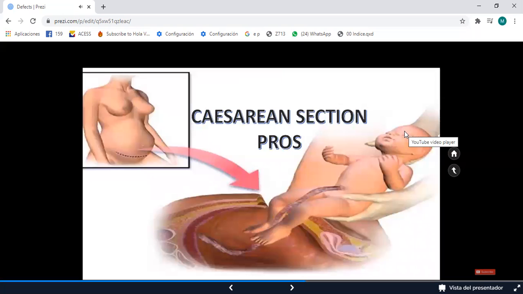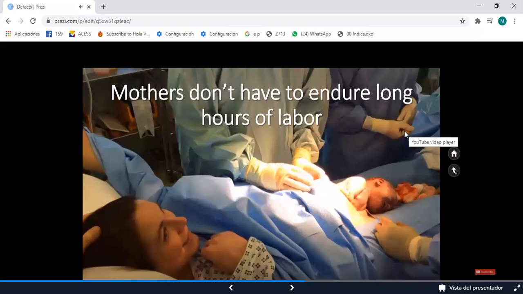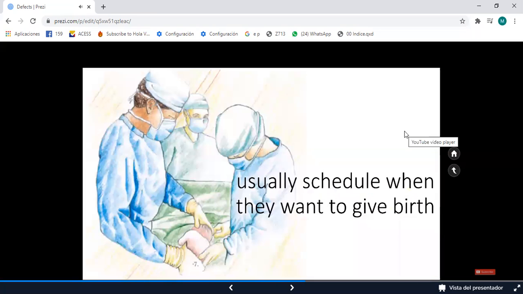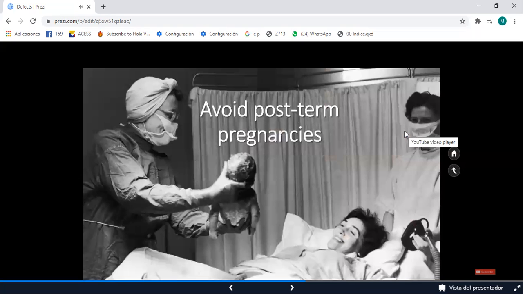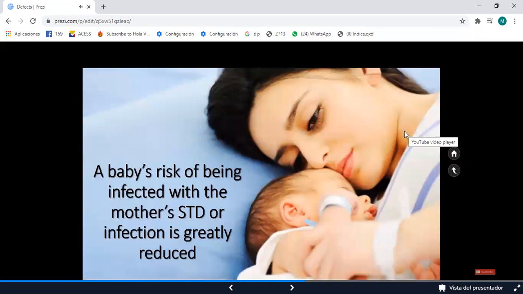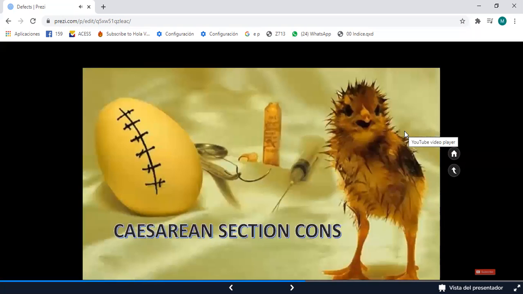Cesarean section pros. Mothers don't have to endure long hours of labor. Usually scheduled when they want to give birth. Women are at decreased risk for pelvic floor injury and birth trauma. Avoid post-term pregnancies. A baby's risk of being infected with the mother's STD or infection is greatly reduced.